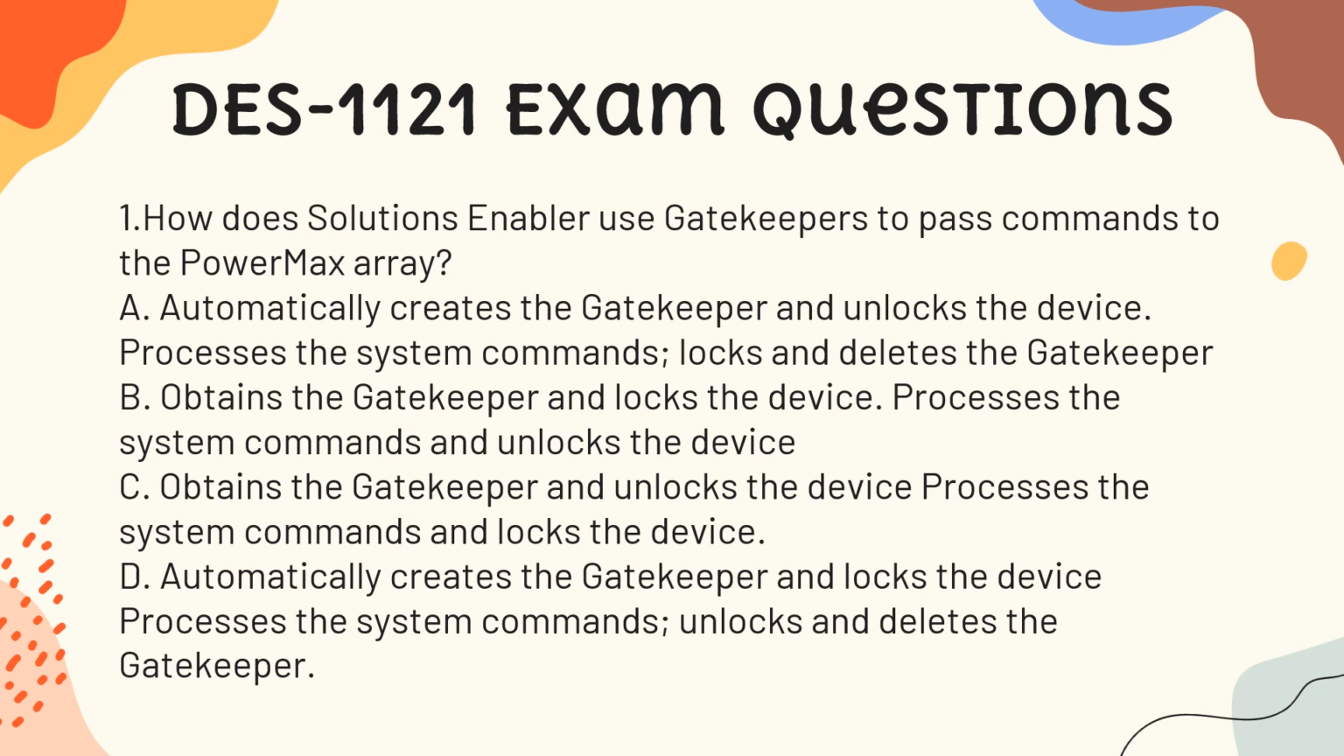B. Obtains the gatekeeper and locks the device. Processes the system commands and unlocks the device. C. Obtains the gatekeeper and unlocks the device. Processes the system commands and locks the device. D. Automatically creates the gatekeeper and locks the device. Processes the system commands. Unlocks and deletes the gatekeeper.